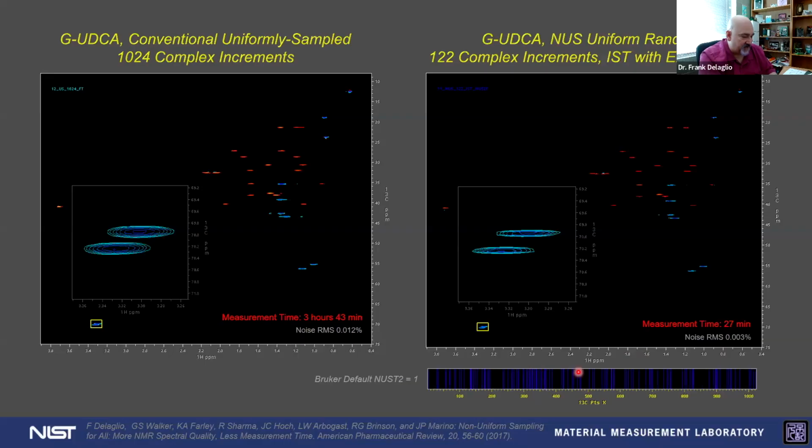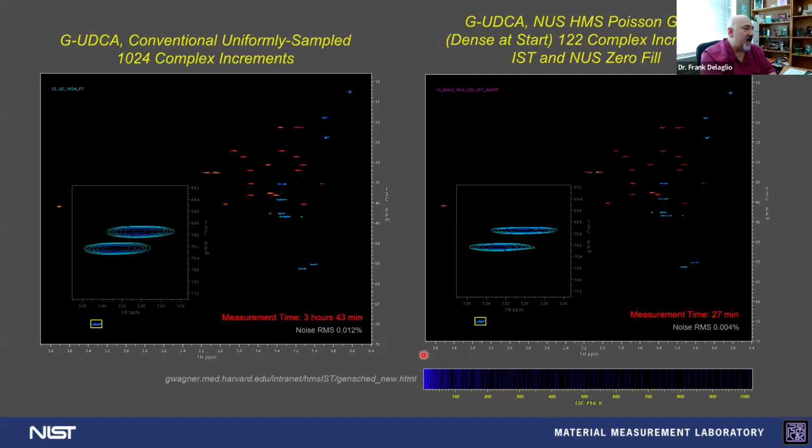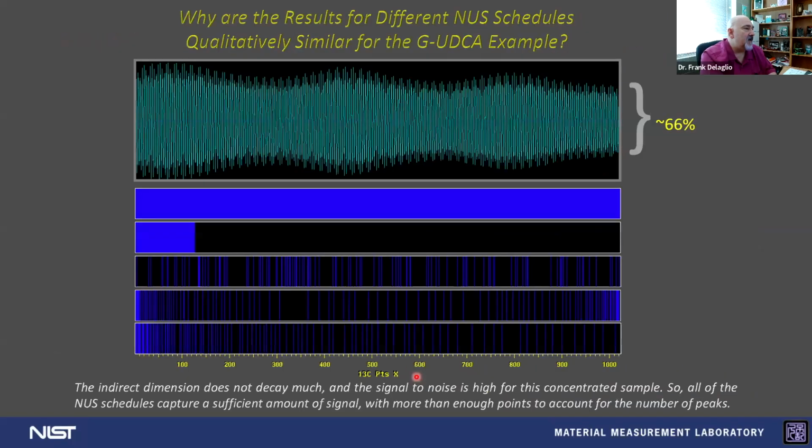And we can use different sampling schedules. So here's one that's weighted at the end, and we get pretty much the same kind of result. Here's one that's only weighted at the beginning. And so why are these cases all giving us good results?